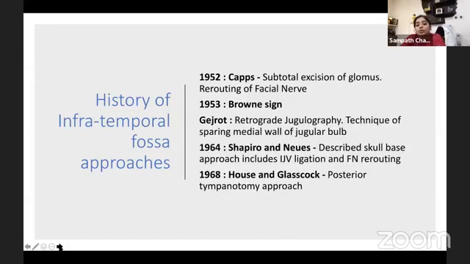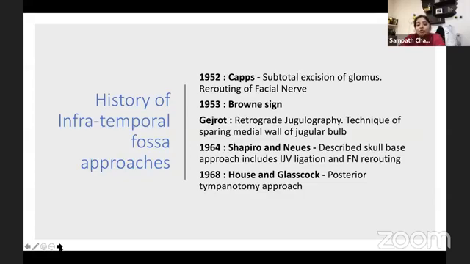Further, in 1952, Capps described a subtotal excision of the glomus with one technique which is well known now for the infratemporal fossa A approach, that is rerouting of the facial nerve. And in 1953, a sign called Brown's sign was introduced by Brown. That is, increasing the pressure in the external auditory canal blanches this pulsatile tumor.